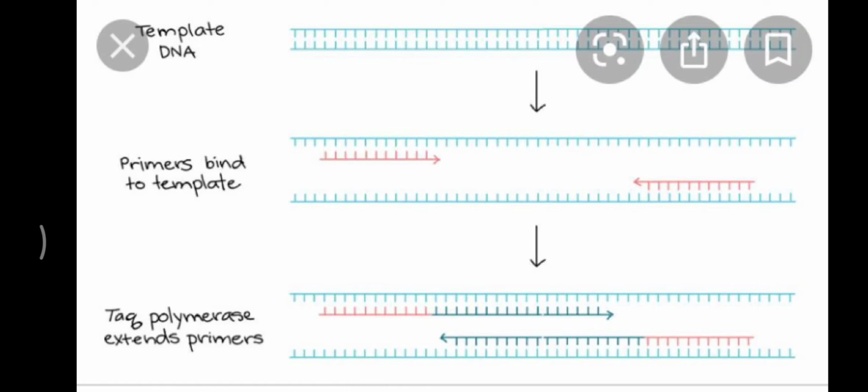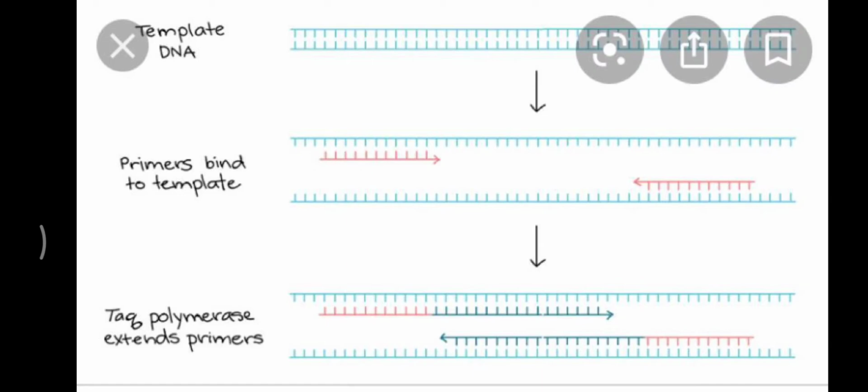The process is replication, and during replication, the base pairing rule is followed, that is, adenine pairs with thymine and guanine pairs with cytosine. So, this will lead to duplication of the original DNA. If the events are repeated many times, then multiple copies of DNA sequences can be generated.